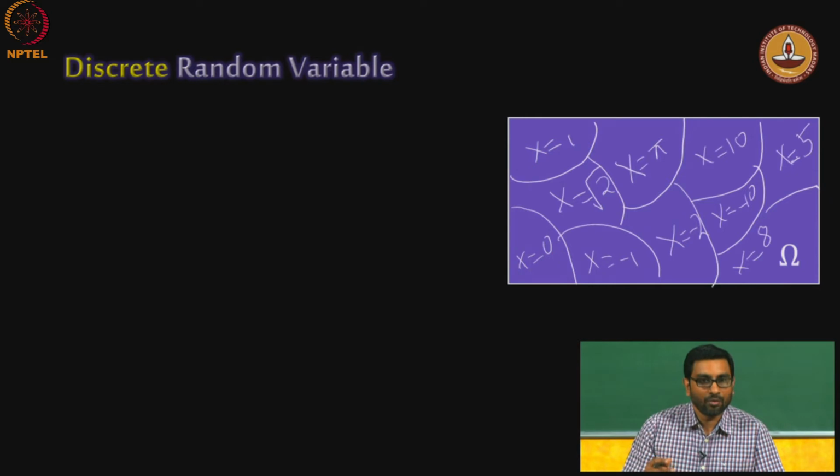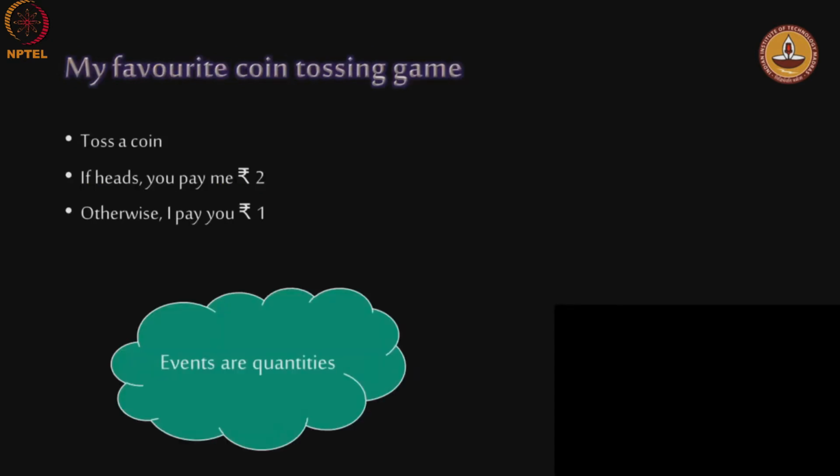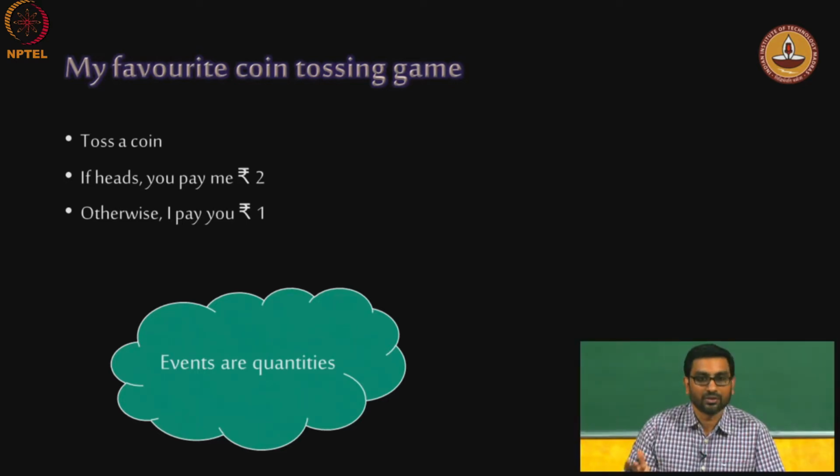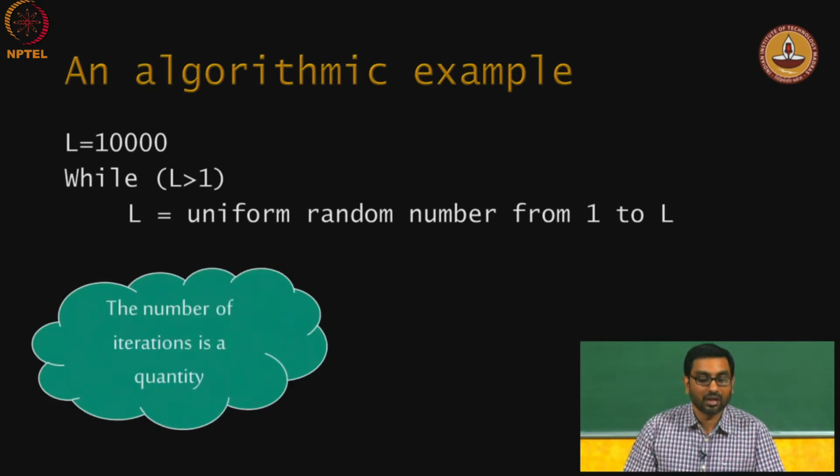Okay. And often we are interested in discrete random variables, which means that the number of different values that the variable can take is only finite or countably infinite. So, for example, if you go back to this one, is this finite? Yes, it just takes 2 values. What about this? So, here we are interested in the number of iterations.